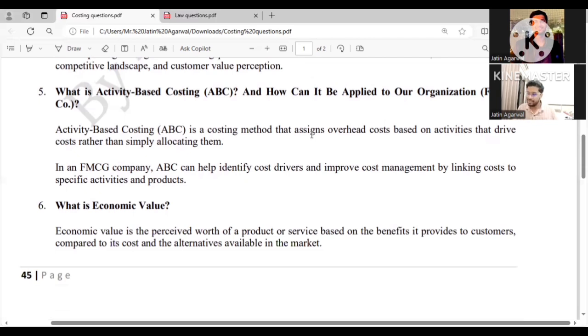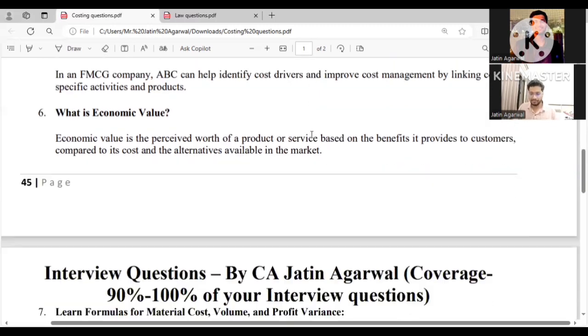Next question, what is economic value? Economic value is the perceived value of a product in the consumer's eyes. Like when we are hungry, we pay 10 rupees for a particular snack. What is the perceived value at that time? It's more than 10 rupees because we are hungry. So this is called perceived value or economic value, right?